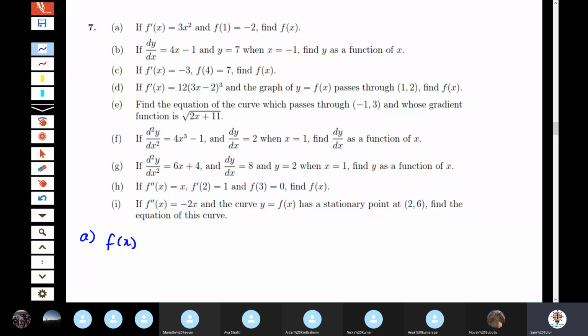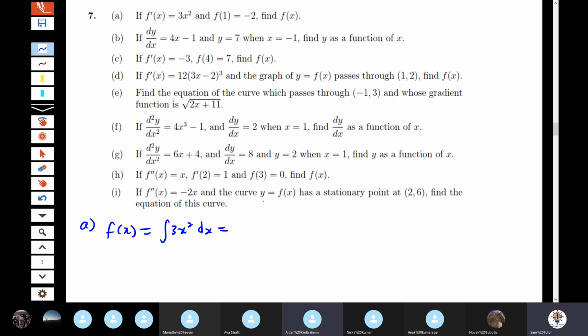So f of x equals what? The integral of 3x squared, which is what? It will be 3x to the power 3 on 3, which just becomes x cubed, right? Plus c. And what does this mean? f of 1 is equal to -2. What letter is this and what letter is this? The 1 is x, yeah, and then the -2.